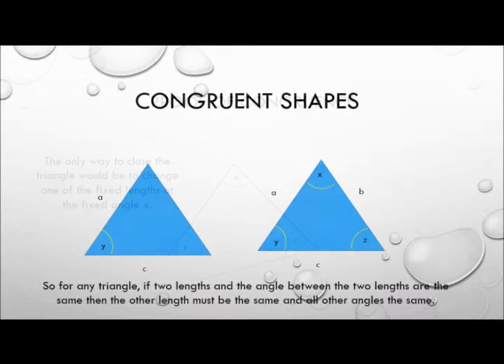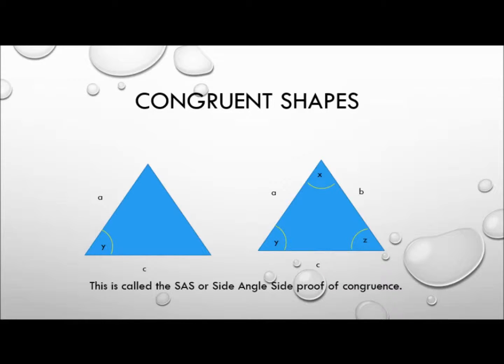So for any triangle, if two lengths and the angle between the two lengths are the same, then the other length must be the same, and all other angles must be the same. And this is called the SAS, or side angle side proof of congruence. That is to say, if you have two sides and the angle in between the two sides, that is enough to prove that two triangles are congruent.